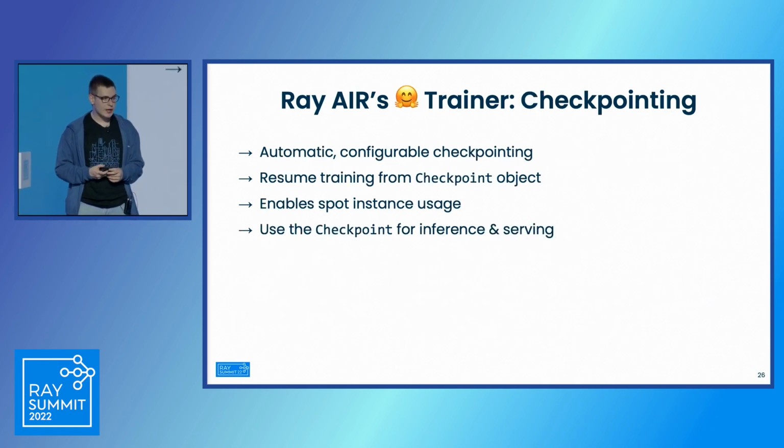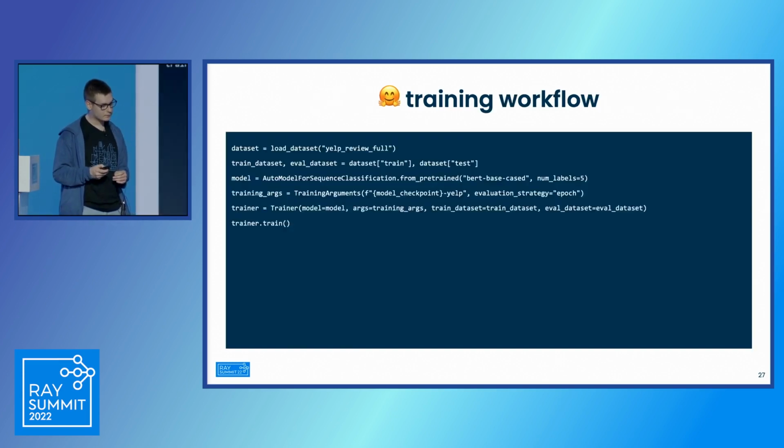Checkpointing for Ray AI is fully automatic and can be configured to, for example, only keep the best checkpoint. You can resume training from the checkpoint object, and this system allows for spot instance usage. If a node goes down, the Ray autoscaler will automatically bring it back up, and the training will be resumed from the latest checkpoint automatically. And checkpoints can also be passed to predictors and to Ray Serve for easy inference and serving.